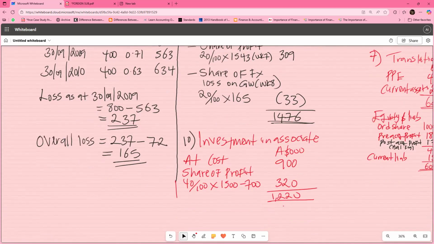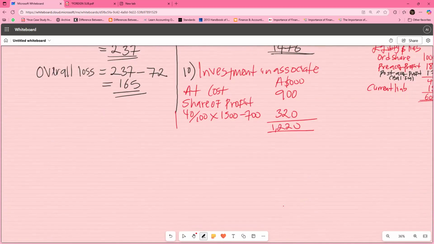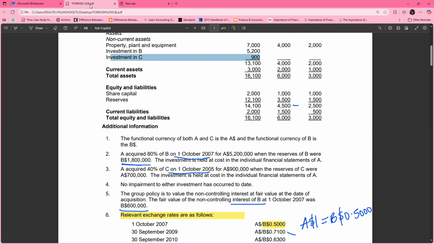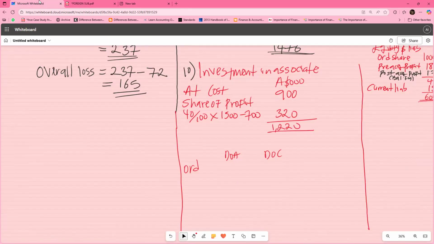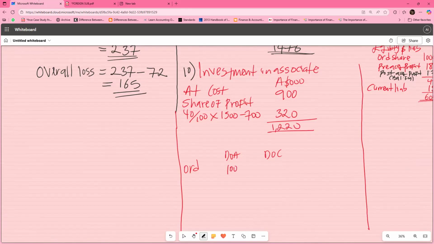And it's like you doing something like this, which you don't need. Previously, we used to do what? What do we used to call this thing? You are going to do net asset list, but you don't need to do net asset list, whereby you say DOA, then you say DOC. The ordinary share should still remain the same. That's one. So here is also one.